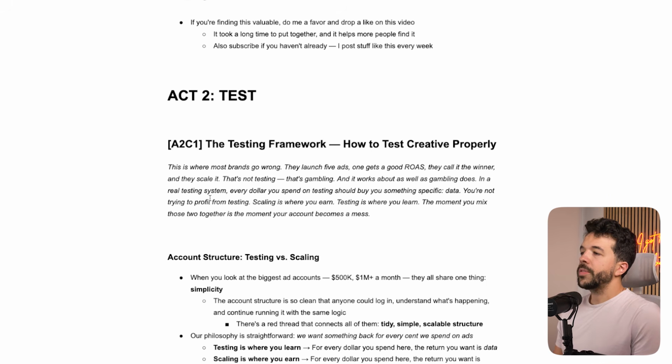You're not trying to profit from testing. Scaling is where you earn. Testing is where you learn. The moment you mix those two is the moment your account becomes a mess. Does this mean that we're not ever gonna make money from testing campaigns? Absolutely not. But you want to have very clear what you're buying when you're testing new ads, and what you're buying is data. And if you have this clear distinction between testing and scaling, that's something that's going to serve you very well in your testing framework.